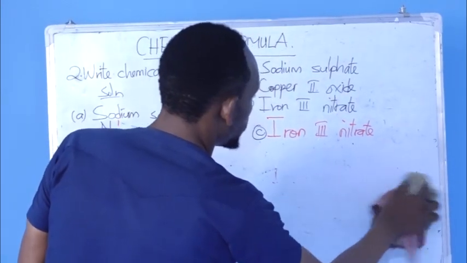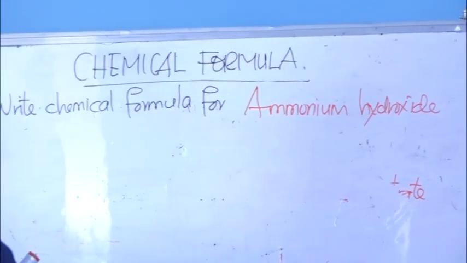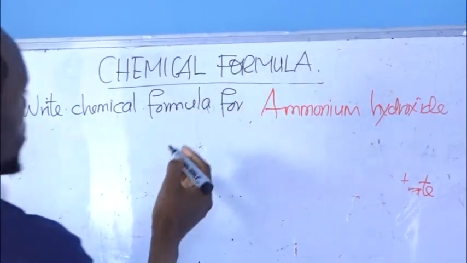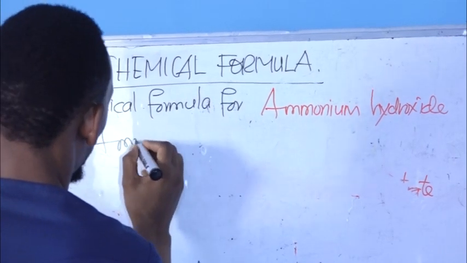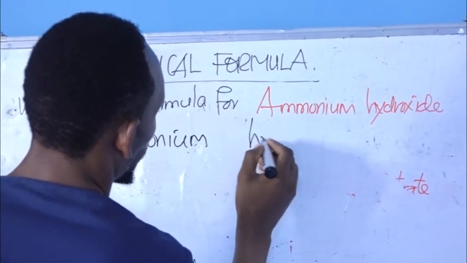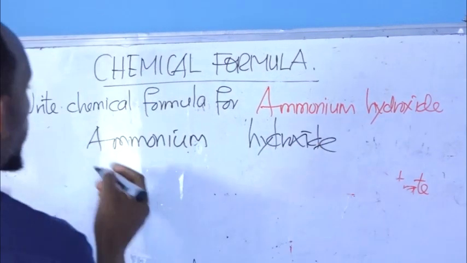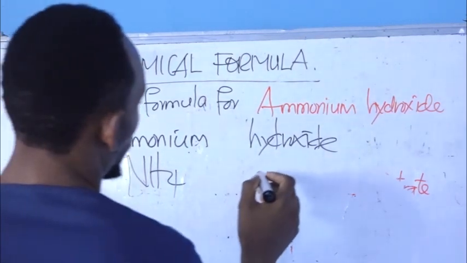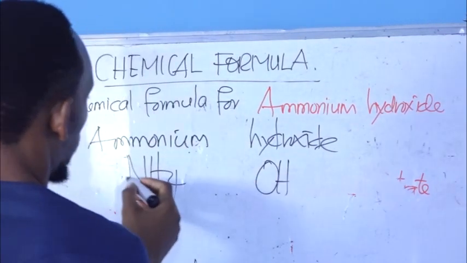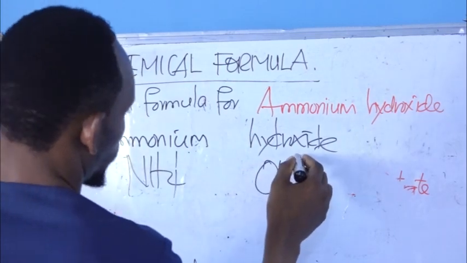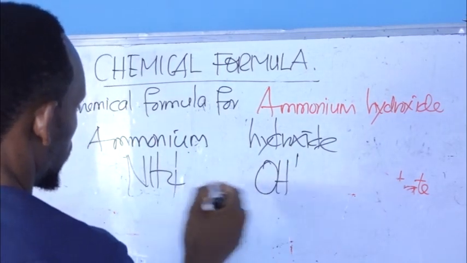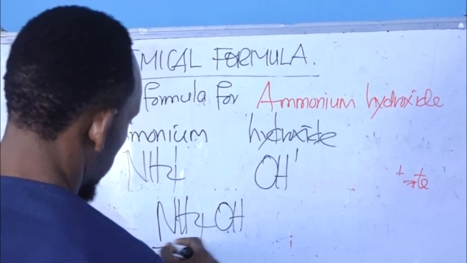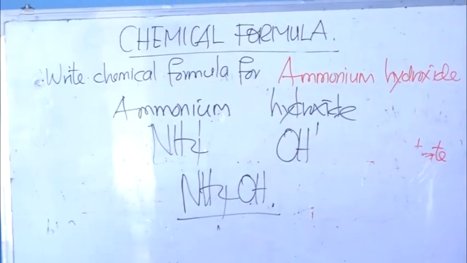Now a homework, a quiz. Ammonium hydroxide, how do you write it? Can you try? Write the chemical symbols. The symbol for ammonium is NH4, and for hydroxide, OH. What is the valence of ammonium? It is 1. The valence of hydroxide is 1. Interchanging, it will be NH4OH, ammonium hydroxide.